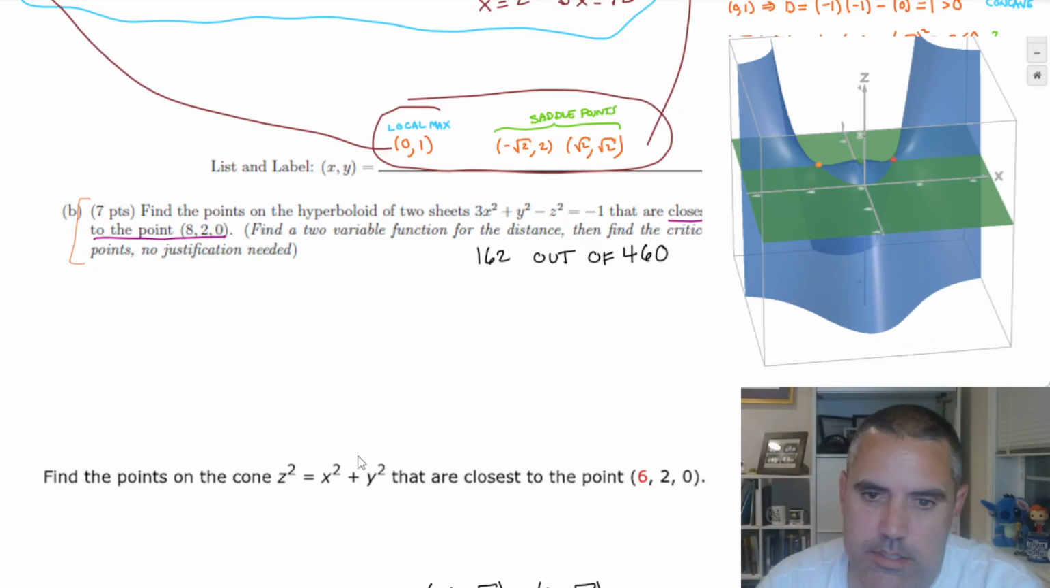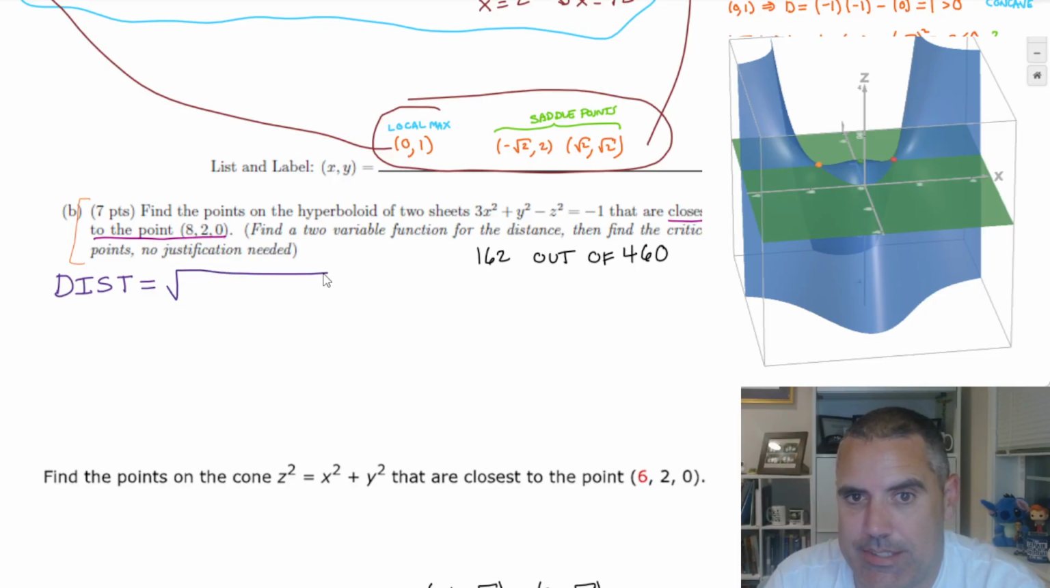So the piece that I'm worried about is the ones where we had no idea how to start. The only thing we should be taking the derivative of is distance. So you'll notice, as I talked about in class, the thing we're minimizing is distance. The first thing I write is distance. What distance are we minimizing? We're minimizing the distance from points on this surface to 8, 2. So the people that lost big chunks of points seem to not know that first step.